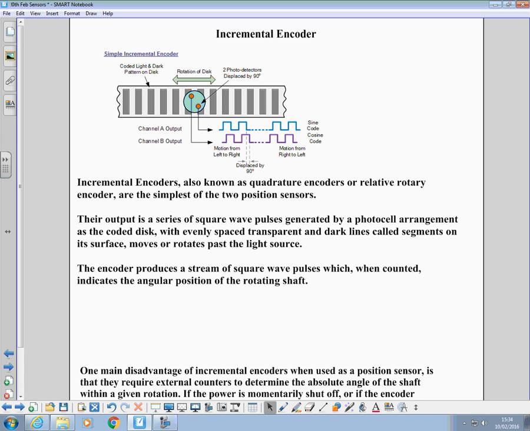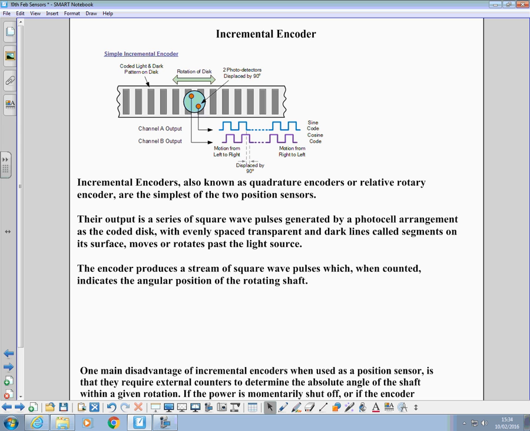So incremental encoders, also known as quadrature encoders or relative rotary encoders, are simplest. The output is a series of square wave pulses generated by a photocell arrangement as the coded disk, with evenly spaced transparent and dark lines called segments, moves or rotates past the light source. The encoder produces a stream of square wave pulses which, when counted, indicates the angular position of the rotated shaft.